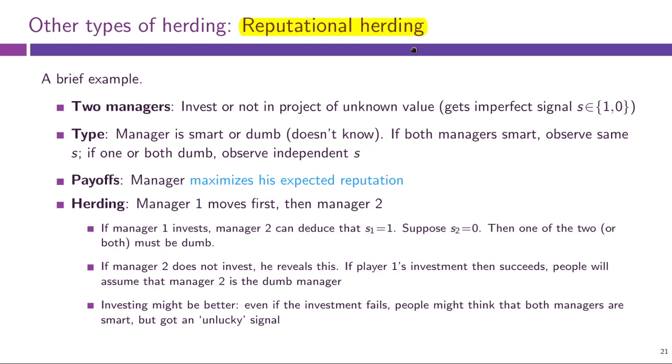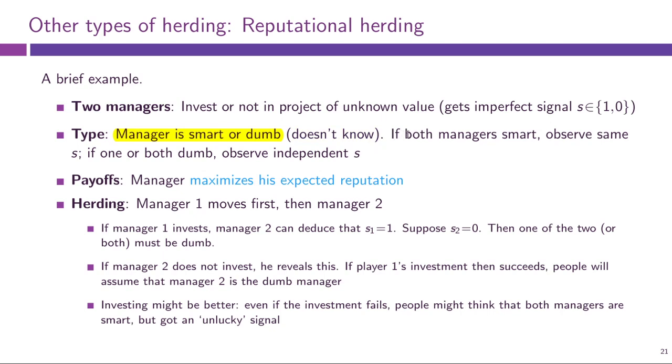And the very, very simple tiny model that I want to give you here is, suppose that managers are deciding where to invest their clients' money. And so they get their private signals, imperfectly informative about the true value of this or that investment. But each manager is now either smart or dumb. The manager itself does not know that, but there are models in which the manager can know that and would still try to blend in.